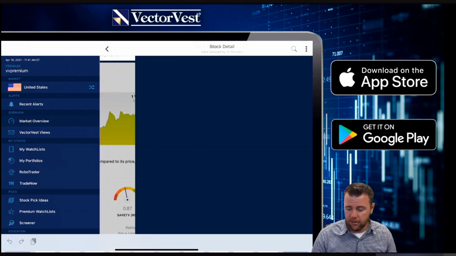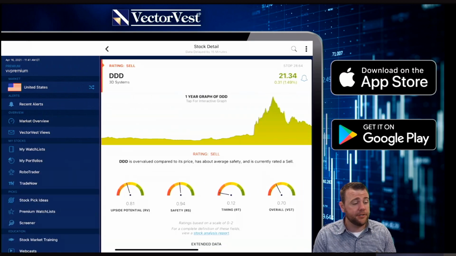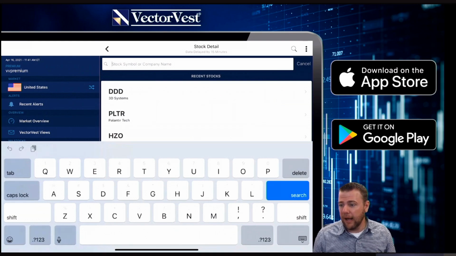DDD, 3D Systems. Poor long-term potential, a lot of risk associated with it. You're in a steady free fall right now, 0.12. Overall, the stock is definitely not favorable.